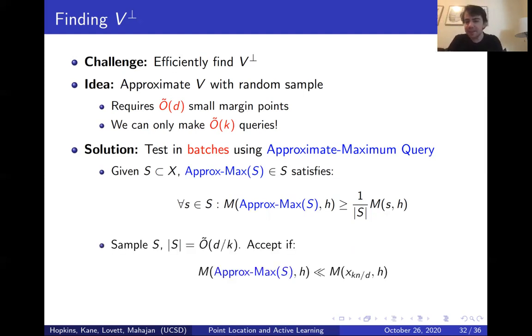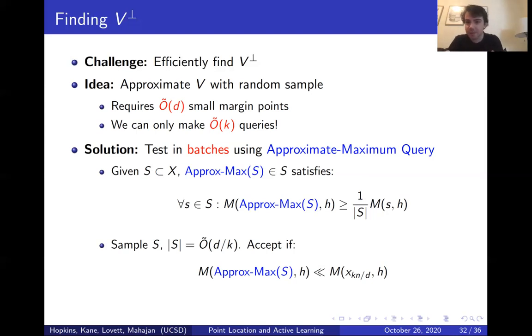And the idea here is that, let's just say you have this query, we don't know how to do it yet, but let's say you have it. You could draw samples of size about D over K. You could draw about K of them. And you could make the query, and just check that whatever it outputs is far less than your large margin points, the margin of x_{kn/d}, which is our large margin point. Because you're only off by a 1 over d factor, and the gap is much bigger than 1 over d, it's like 1 over poly d for some larger exponent, you can be guaranteed that your entire sample is small margin points. You can find a bunch of small margin points in very few queries by doing this.